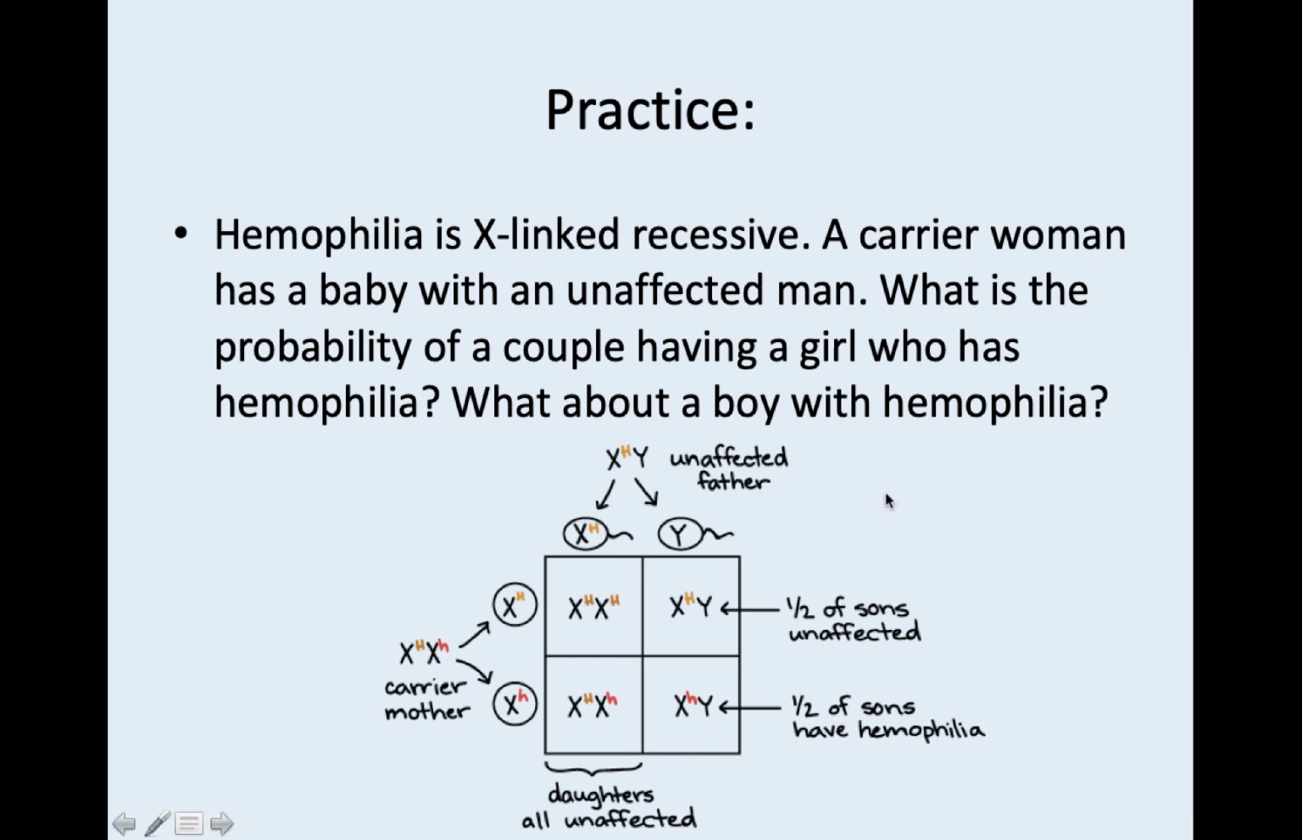All right, this is what you should have had. So an unaffected father, he has the capital H, haemophilia, because he's unaffected. The female is a carrier, so she has one working version, one mutant version. And the important thing here is that half of the sons, as in you've got 2 sons, 1 out of every 2 sons is going to have haemophilia.